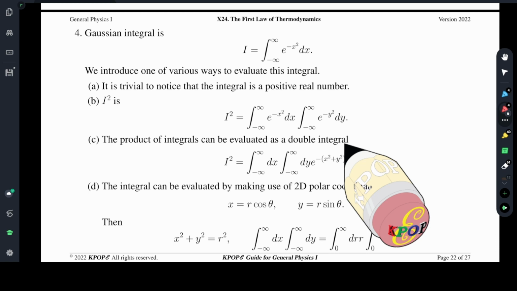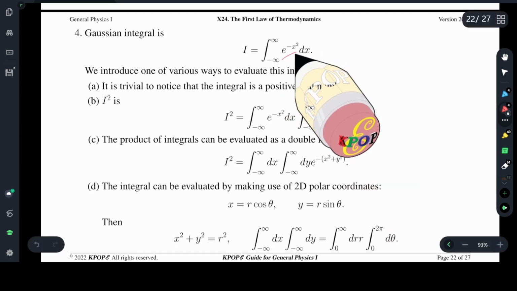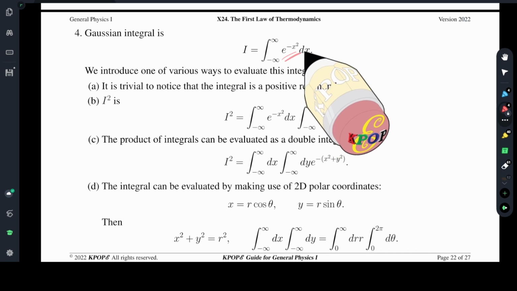In the following classes, we need to know what the Gaussian integral is. It is closely related to the Maxwell-Boltzmann distribution for the molecules in thermal equilibrium at temperature T. It has the function e to the minus x squared, which we call Gaussian. And it is closely related to the normal distribution in probability theory.